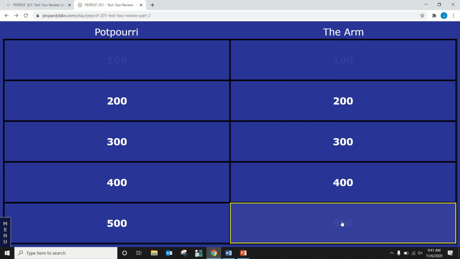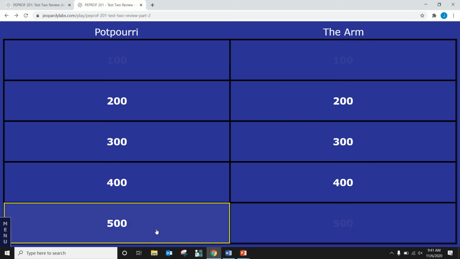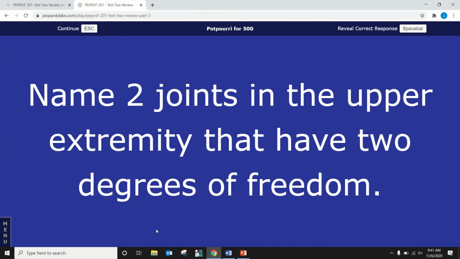Connor, what are we going with? Potpourri for 5? All right, name 2 joints in the upper extremity that have 2 degrees of freedom. So remember, 2 degrees of freedom means that it moves in 2 planes, and only 2 planes.